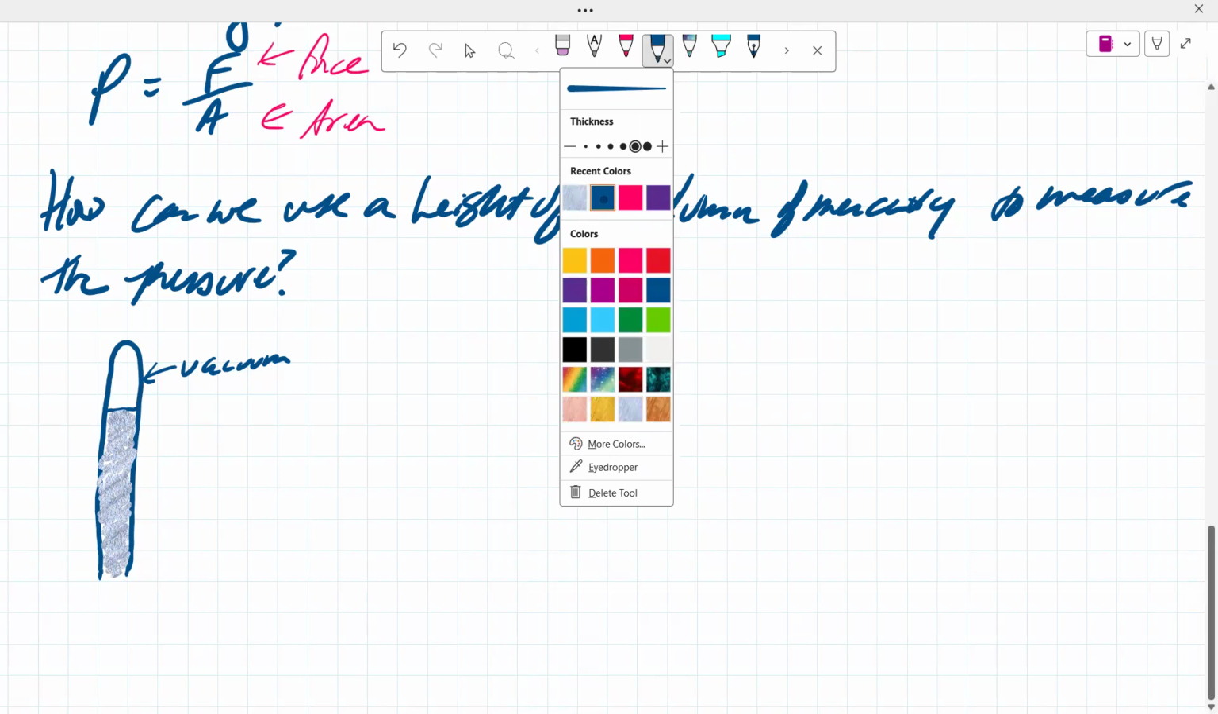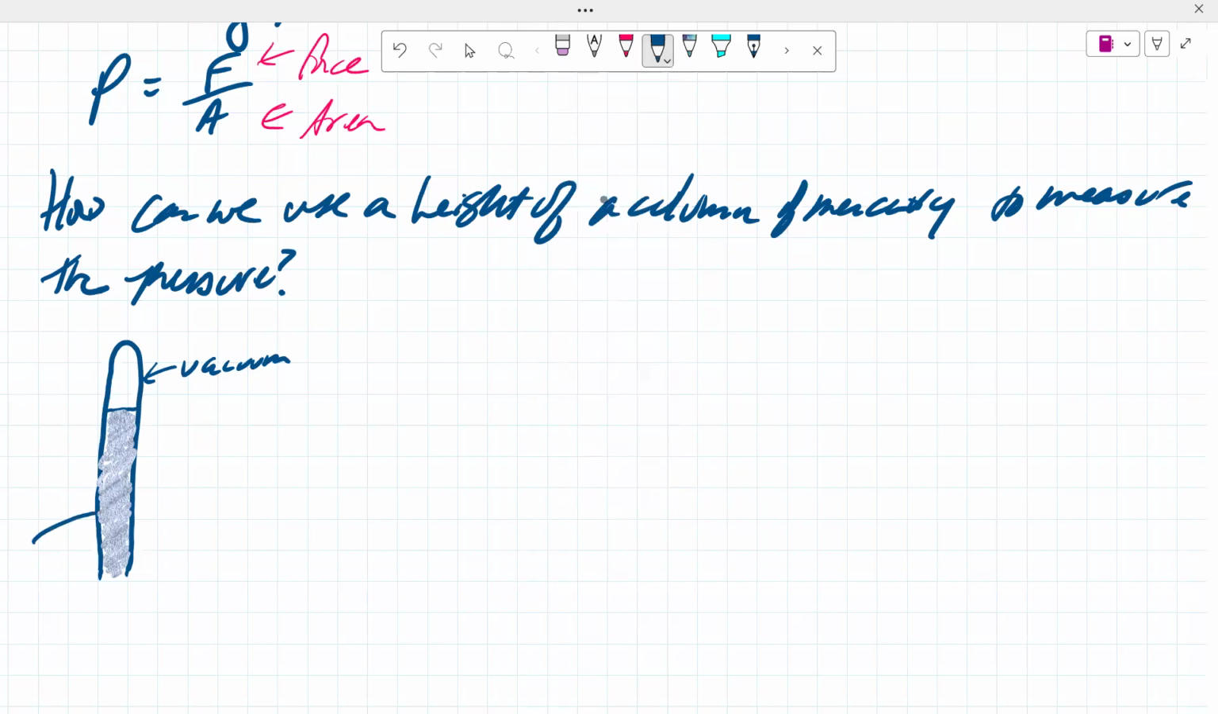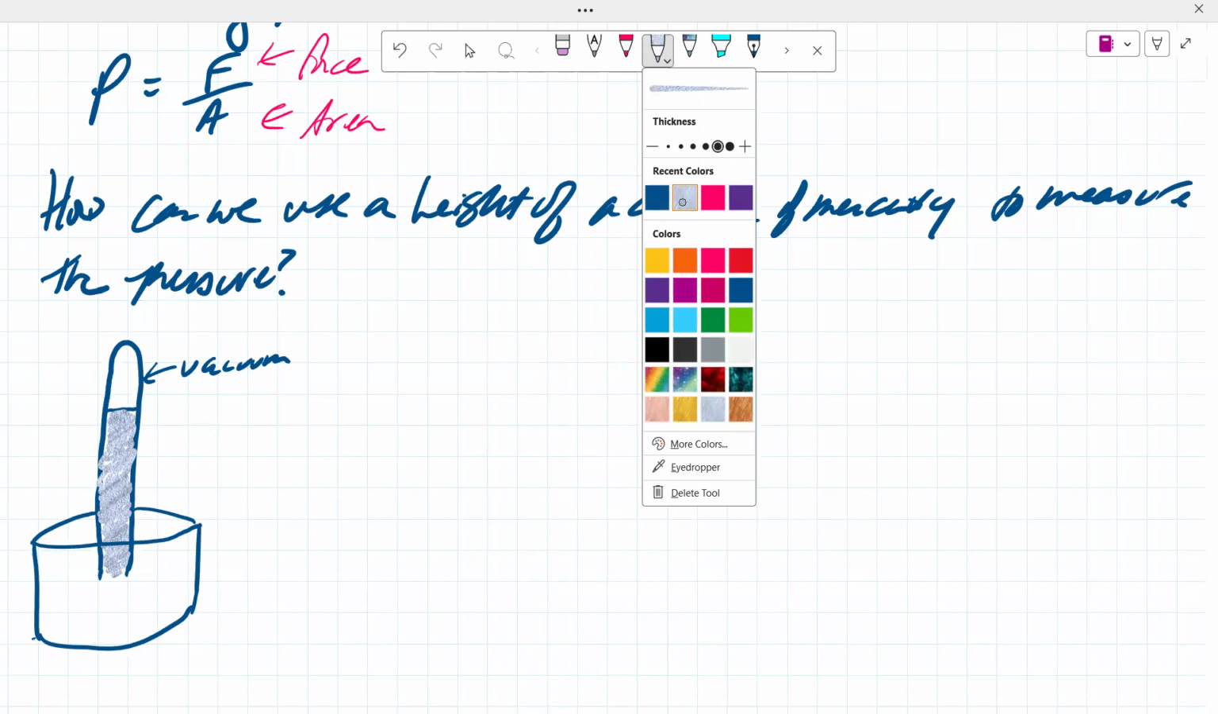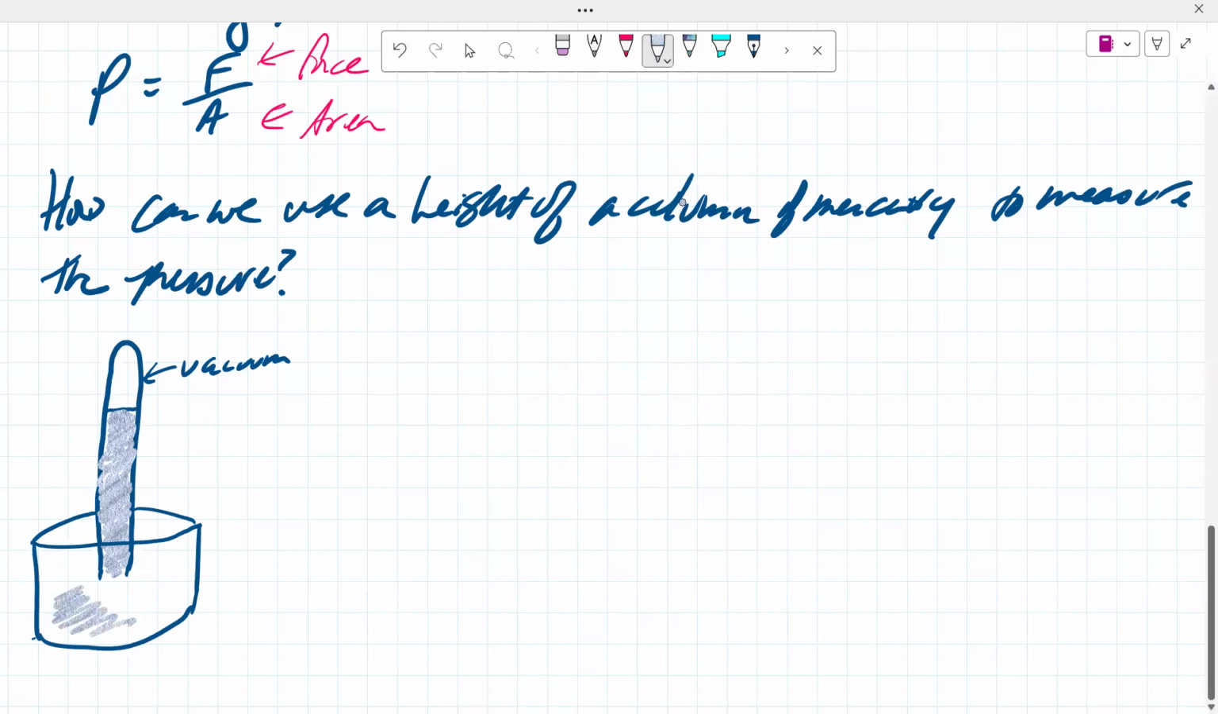This is a glass tube, no openings, except this end is open, but what we're going to do is we're going to submerge it. So what we do is we now have a dish like this, and there's more mercury in there. There's also mercury down in here, so that there's like excess mercury and there's some pressure, and this tube is submerged in it.